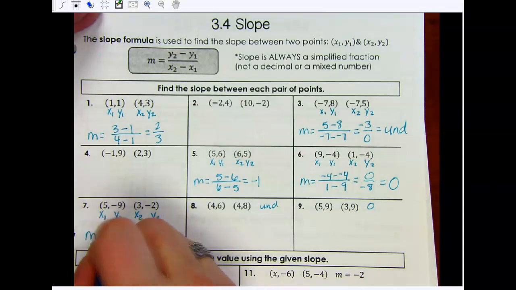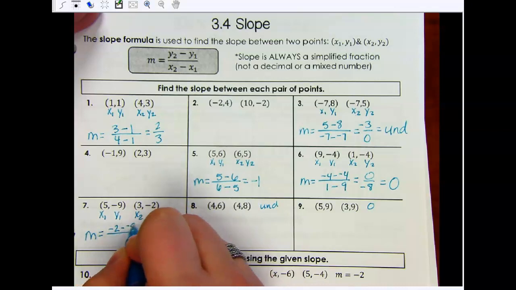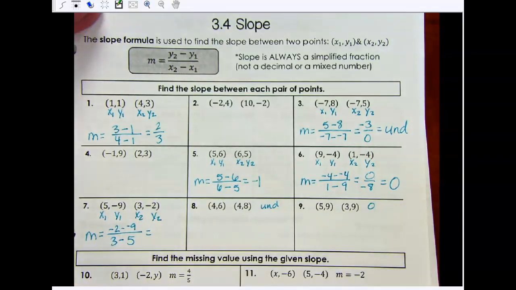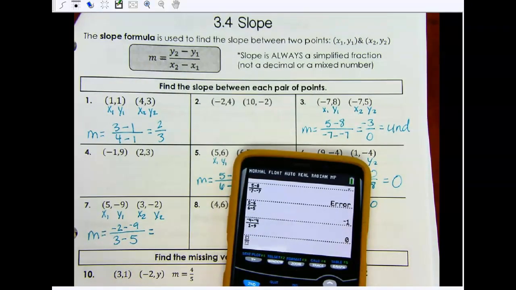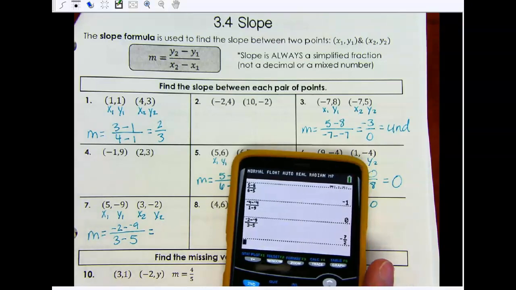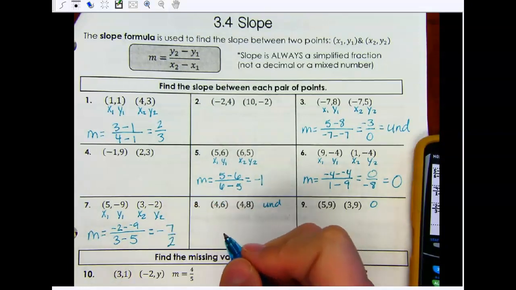So m is y2 minus y1, so we've got negative 2 minus negative 9, and then x2 minus x1, so 3 minus 5. We're going to put that in our calculator. So we have negative 2 minus negative 9 over 3 minus 5. You don't have to simplify anything. Your calculator knows what to do. It's pretty smart like that. So this one was negative 7 over 2. Already simplified. It's an improper fraction, which is fine. We're ready to go. Okay?